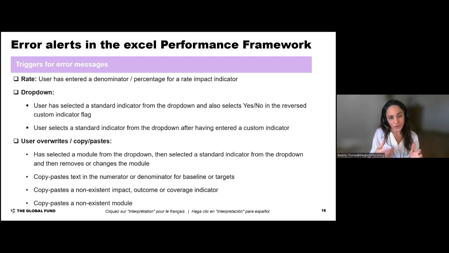Whenever there's an attempt to overwrite or copy paste a drop-down cell, or if, for example, a standard indicator is added from the drop-down following a module that had been selected previously, and then the user changes the module, this will also trigger an error message. Again, copy pasting text in numerator or denominator for baseline or targets, or an attempt to copy paste a non-existing indicator or a non-existing module, all of this will trigger alerts.